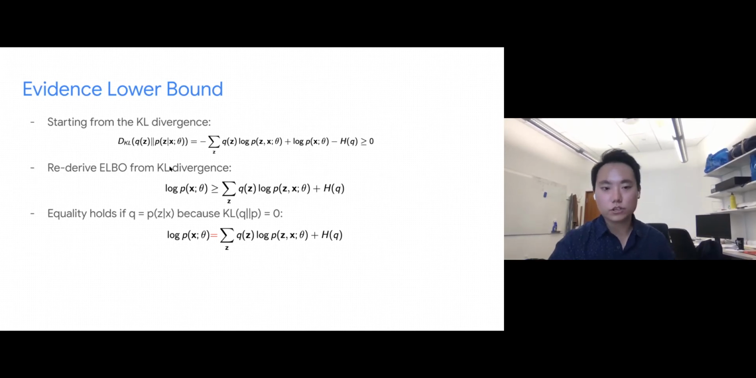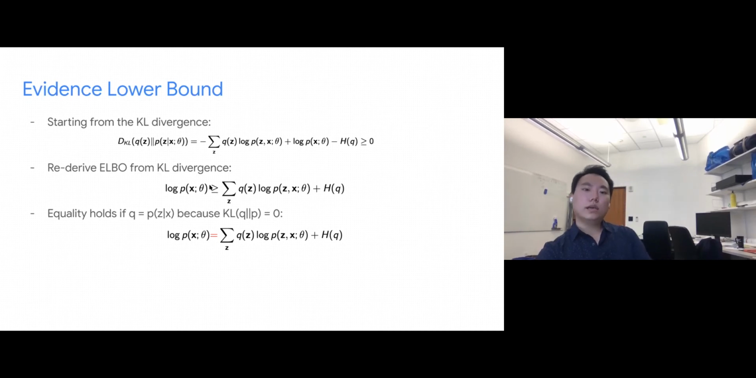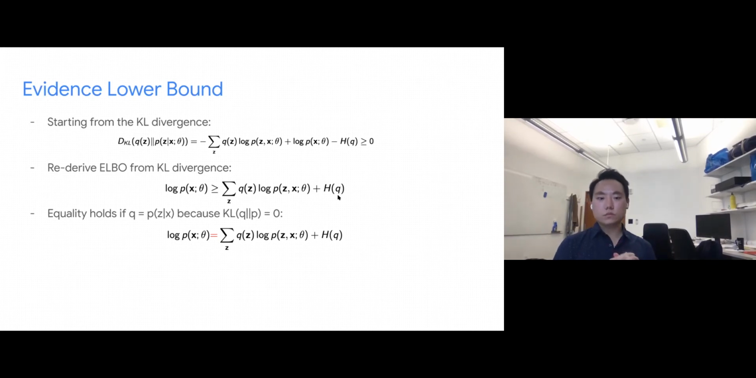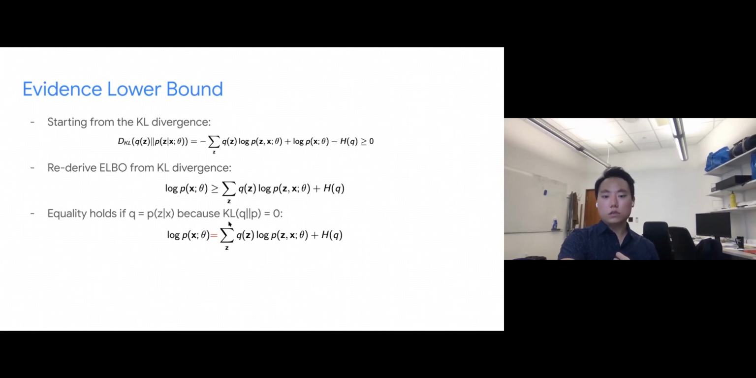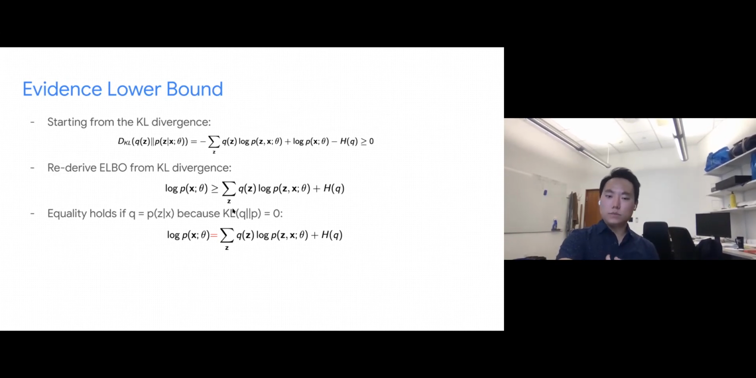And another property of KL divergence, because it's a distance, is that it's non-negative. So rearranging, we can rederive the evidence lower bound just starting from the KL divergence as well. The log likelihood of the data is at least the expectation over q, log of your joint, plus the entropy of q. And again, equality holds if q equals p, because the KL between q and p, if q and p are exactly the same, is equal to 0. So the KL is going to be equal to 0 instead of at least 0, which means that the log likelihood of the data is exactly equal to the expectation over q, log of your joint, plus your entropy.